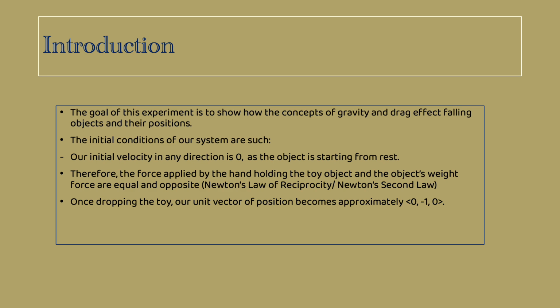The goal of this experiment is to show the concepts of gravity and drag affecting falling objects in their position. The initial conditions of our system are that the initial velocity in every direction is 0, and the force applied by the hand holding the toy object and the object's weight are equal and opposite, according to Newton's second law. So once the toy is dropped, our unit vector position becomes approximately 0, -1, 0.